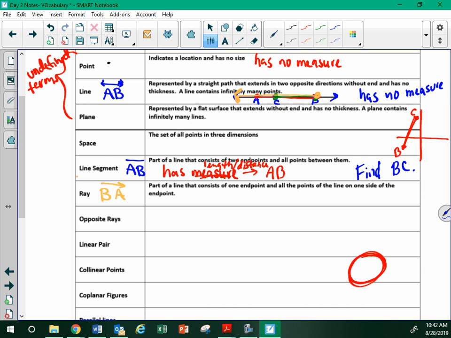Now, what if I had ray AB? Is that the same ray? No, because it's going the other direction. Yeah, we have a different starting point, and we're going a different direction. Ray AB would be from here, like that. Okay, so it does matter what order you go with the ray. Now, can I measure a ray? No. Again, it goes on forever in one direction, so this has no measure.